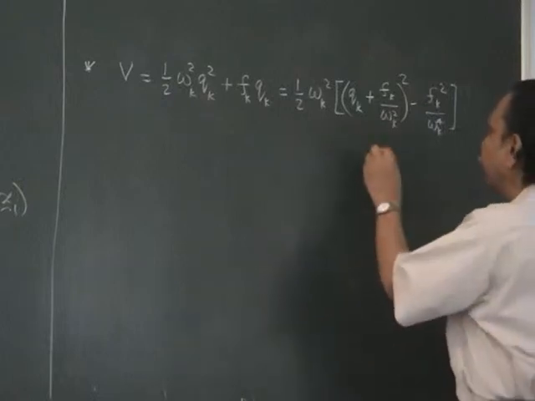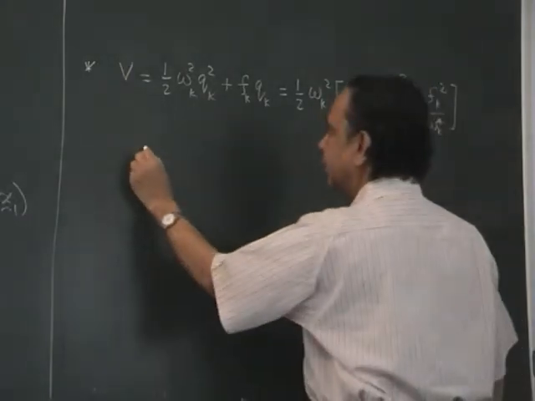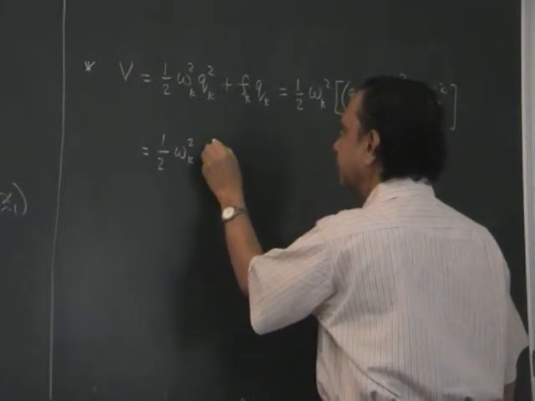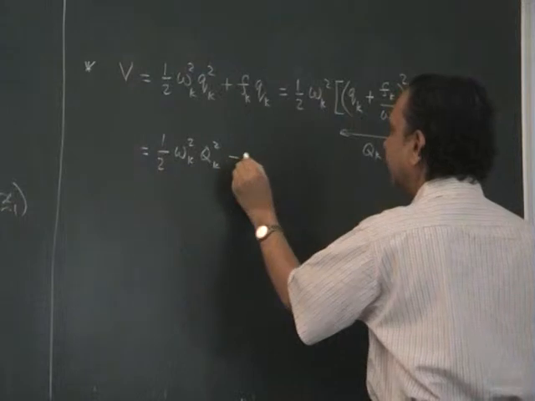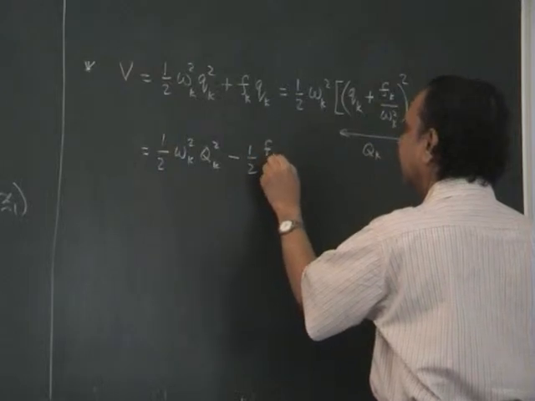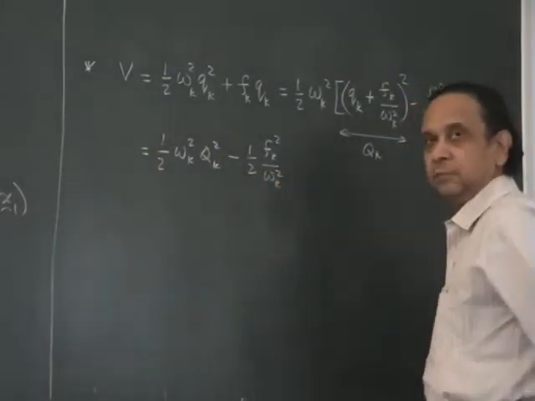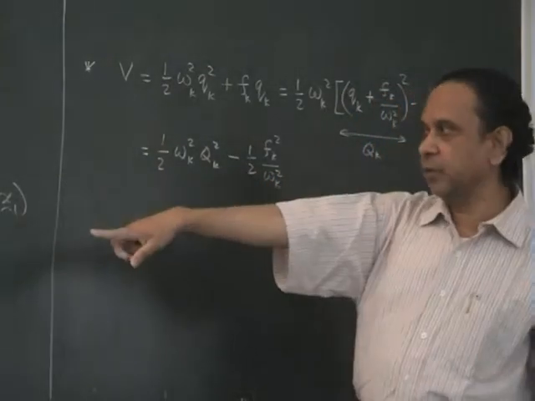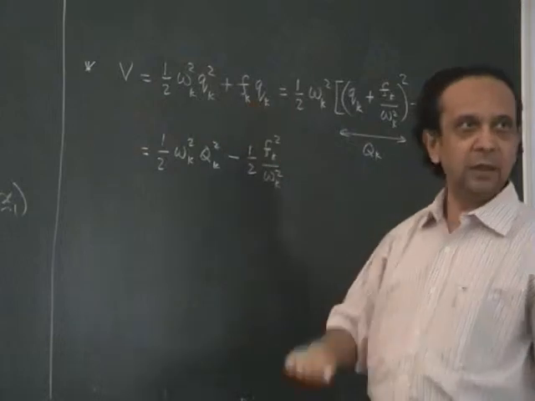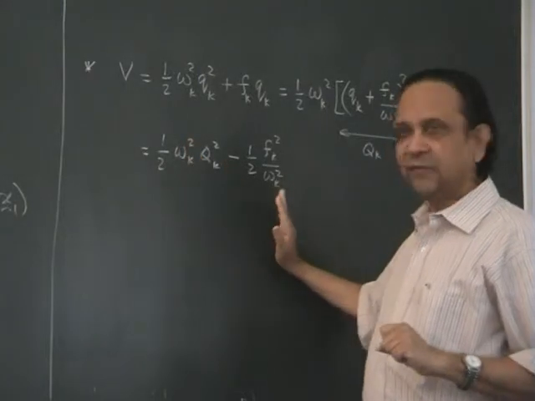Now you think of this as a new variable, capital Qk. So this potential is just same frequency, half omega k square capital Qk square, with a very important extra term, which is half fk square upon omega k. This is the origin of 1 upon omega k square. What happens is that the harmonic oscillator with a constant force fk is equivalent to another harmonic oscillator with the potential just shifted by this.